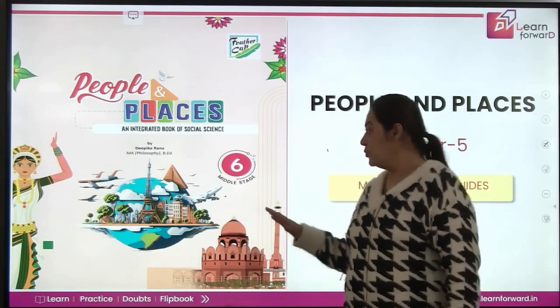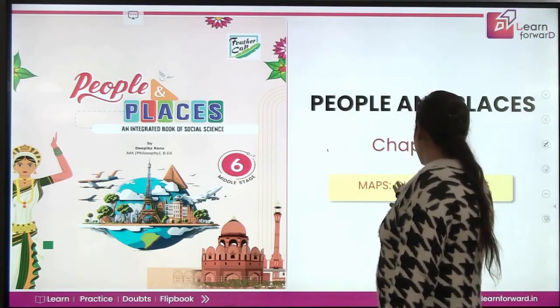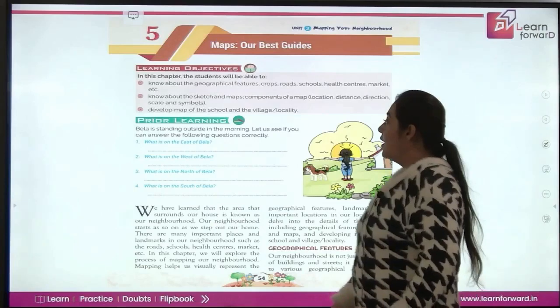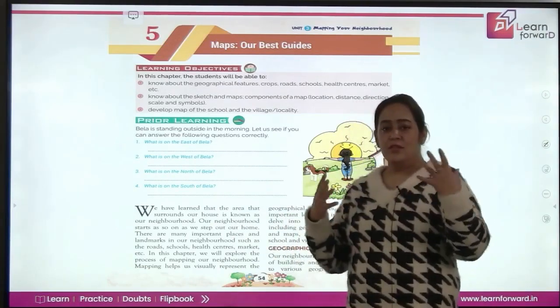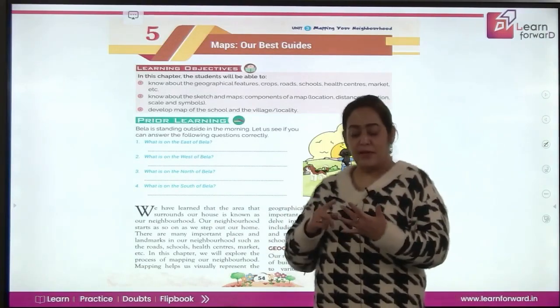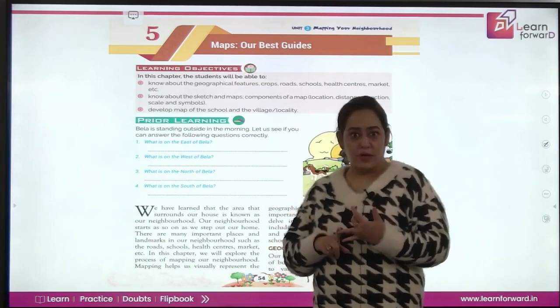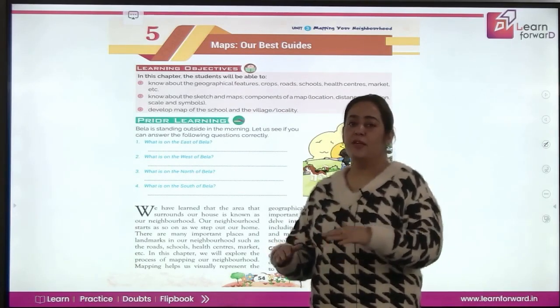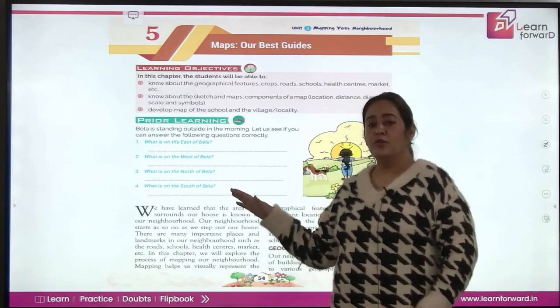Today we are going to do our chapter 5, Maps Are Best Guides. So let's get started. Now, we have been studying about maps. We have studied about latitude, longitude, and we talked about maps in brief in the previous chapters. Now we are going to study about it.